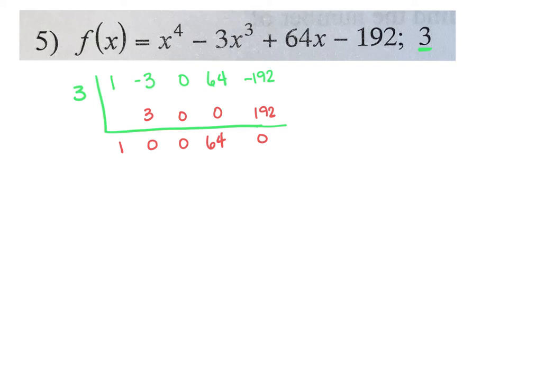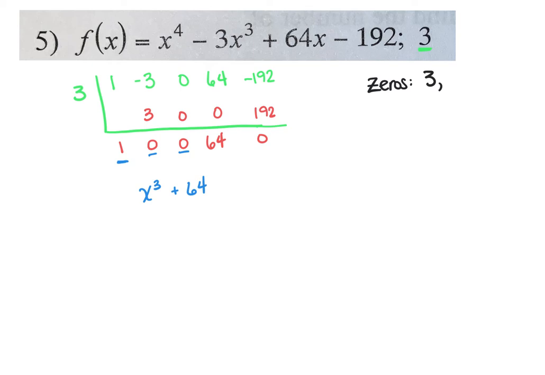So if you do not get a remainder of 0, you divided wrong. So if I'm finding all of my zeros, I know that I have a 3. And then I'm going to look at this. I started with x to the 4th, so this is x cubed. X squared is 0, x is 0, and then I have 64.